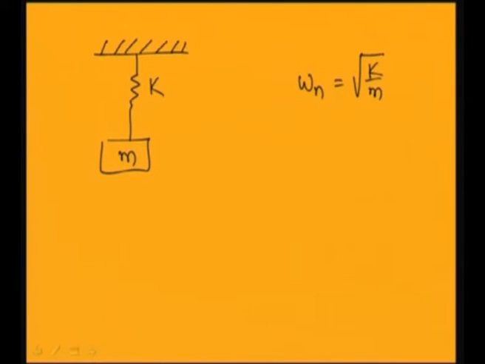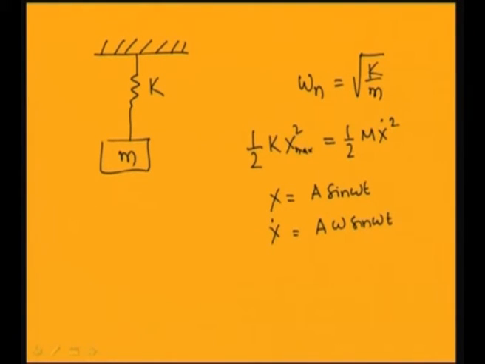In the Rayleigh method, the maximum kinetic energy is equal to half m x dot square. Assuming x to be in the form of a sin omega t, x dot will be equal to a omega cos omega t. So as x equal to a sin omega t, you have x dot equal to a omega cos omega t.